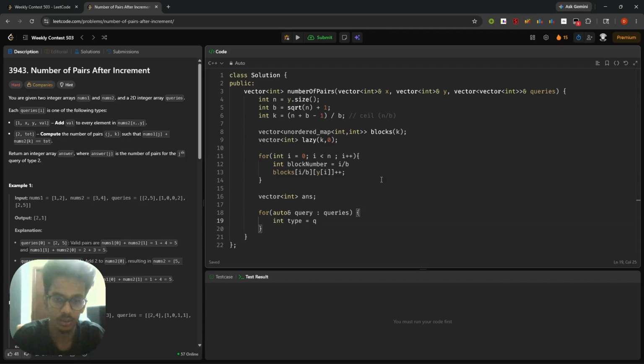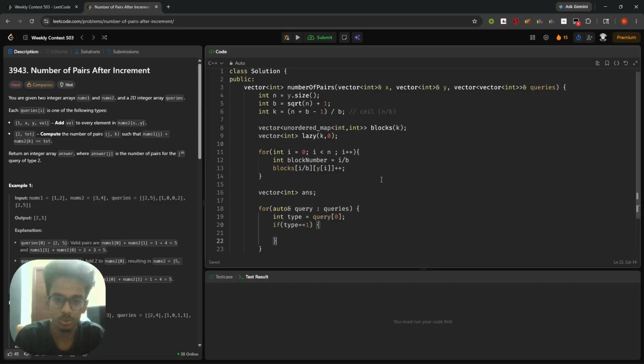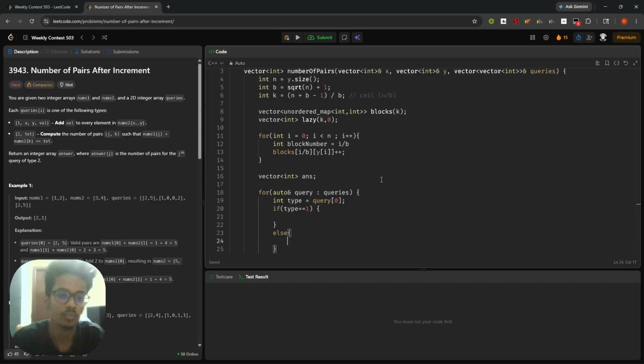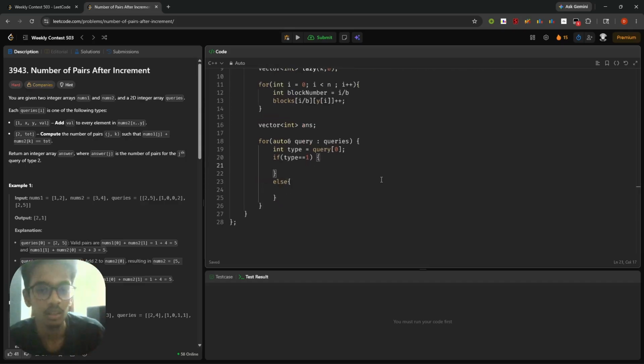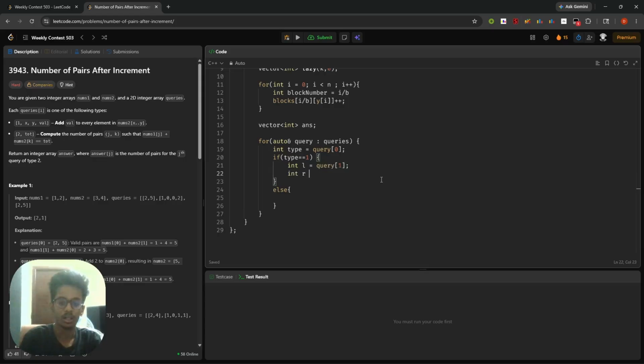What's the type of query? It would be query of 0. If type equal to 1, we'll do something, else we'll do something. We only have 2 types of queries. Now let us understand how this would work. In a type 1 query, you'll have L equal to query of 1, R equal to query of 2, value equal to query of 3. That's it.